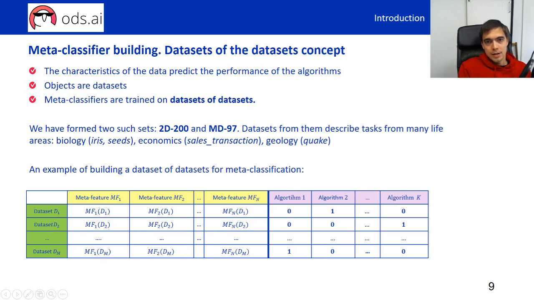As part of the formulation of the meta learning problem in the narrow sense, the characteristics of algorithms are predicted from the characteristics of the data. The objects in this task are data sets. In this way, meta classifiers are trained on data sets of data sets. Here we have gathered two such sets in which the data describe tasks from different life domains, including biology, economics, geology, and many others. An example of building such a data set of datasets for meta classification is shown at the bottom of the slide.